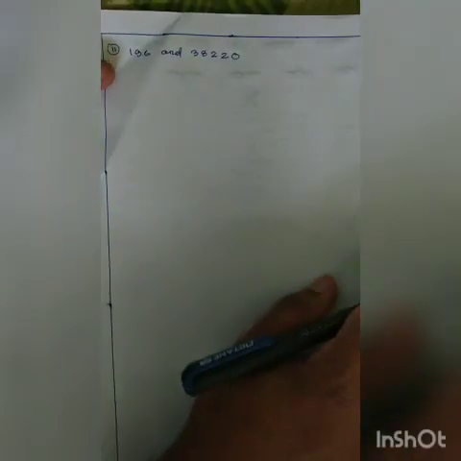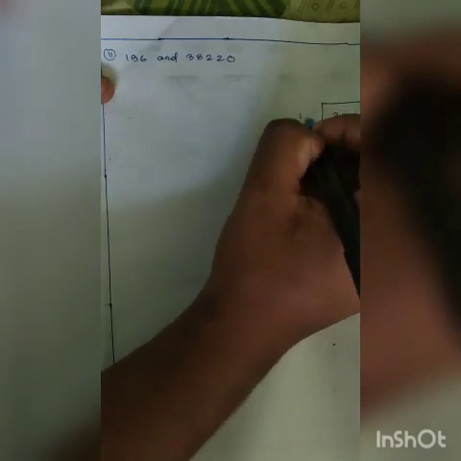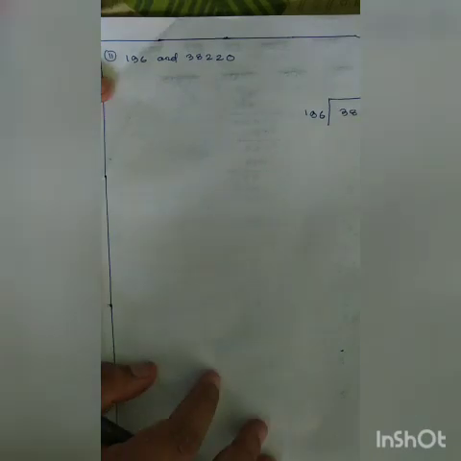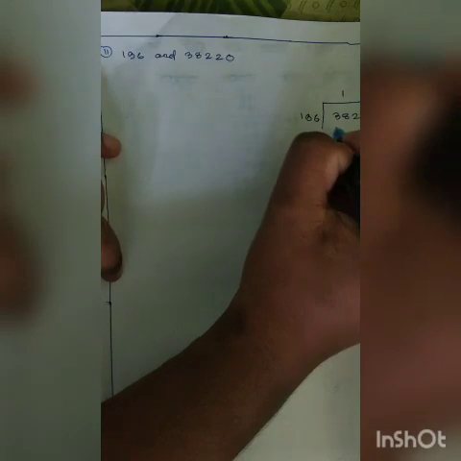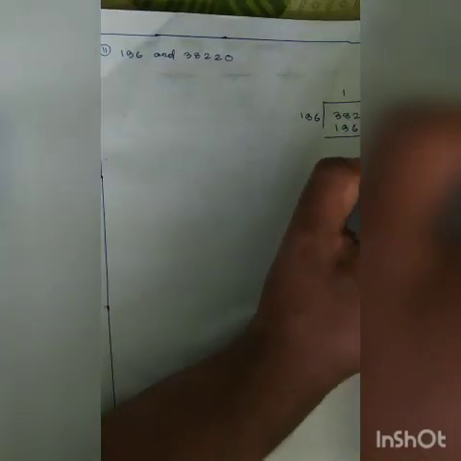Second question now, which is 196 and 38220. As per the process, we have to divide the larger number by the smaller number. So 38220 is divided by 196. 196 multiplied by 1 is 196. So the remainder will be 186.